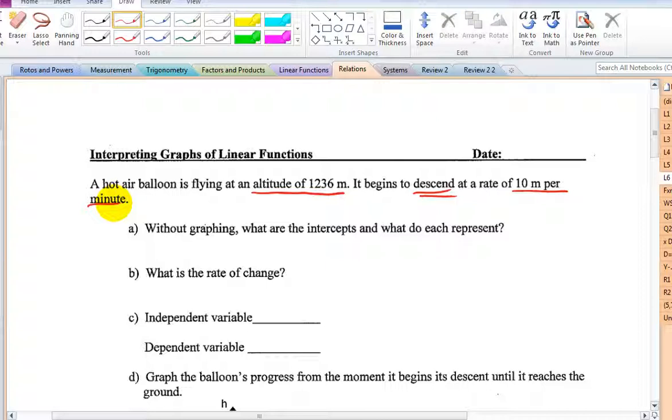So your y-intercept, that's going to be your altitude. Your y-intercept is 1,236 meters. It represents the starting altitude of the balloon. Okay, so it's your starting altitude. That's where the graph starts. The balloon's high in the air.